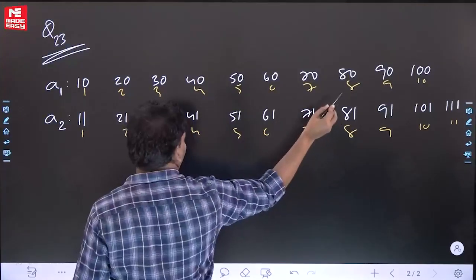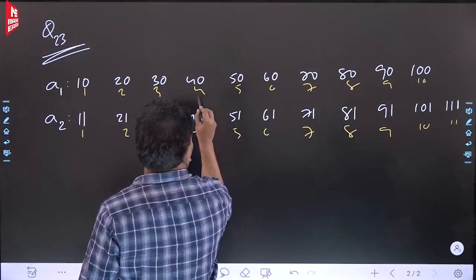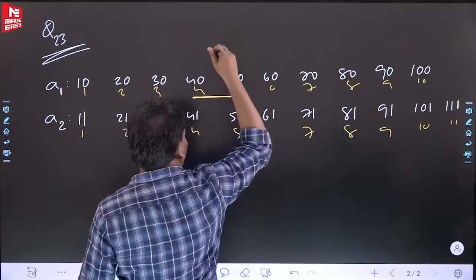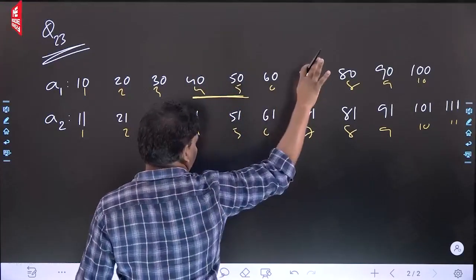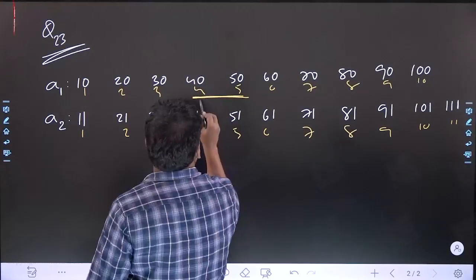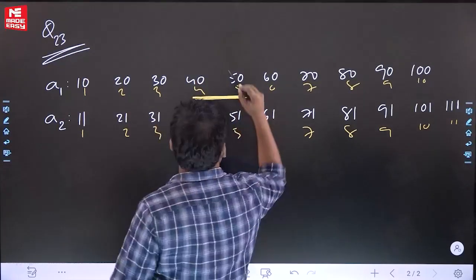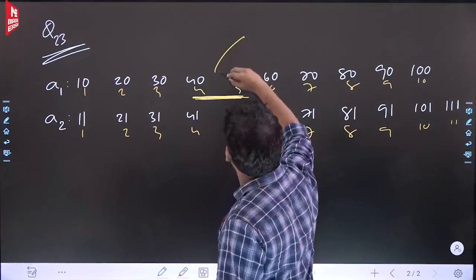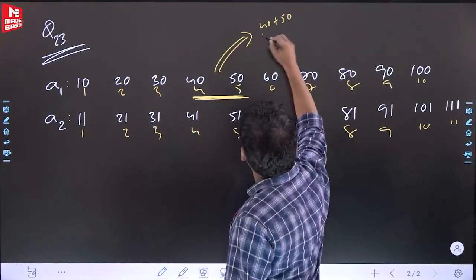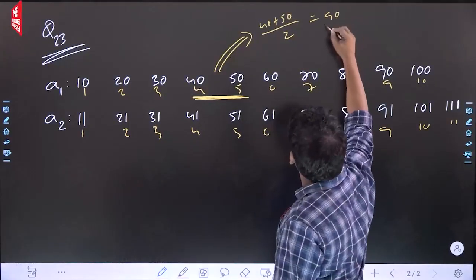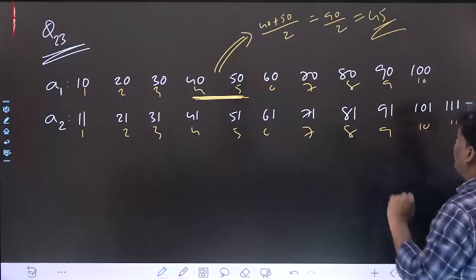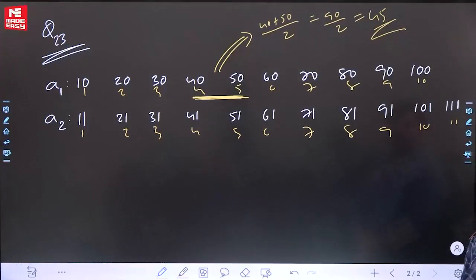So what is the answer? 10 people, 10 by 2, 5. See this one, I think these two are the middle people. In the sorted array, the middle person is known as the median. The number of elements is even, so the exact middle is not possible. So two middle people are there. Median is nothing but the sum of these two people divided by 2. 40 plus 50 by 2, which is 90 by 2. What is the answer? 45. So for the first array, the median is 45.